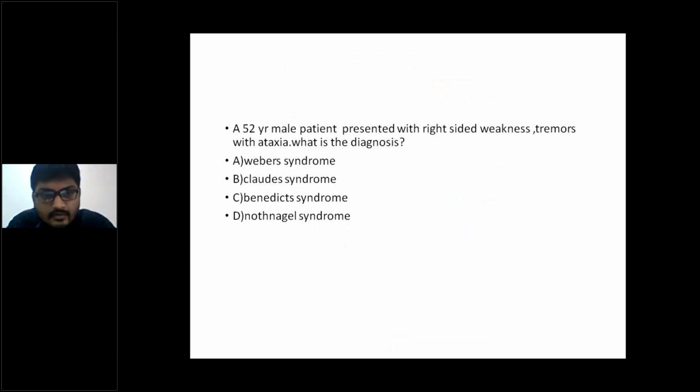So this question I have framed based on the previous session, what we have discussed. Please answer this question. Whoever answers will get a chocolate. Not now, when you come here, right? A 52-year-old male patient presented with right-sided weakness, tremors with ataxia. What is the diagnosis? Please try. Please answer.